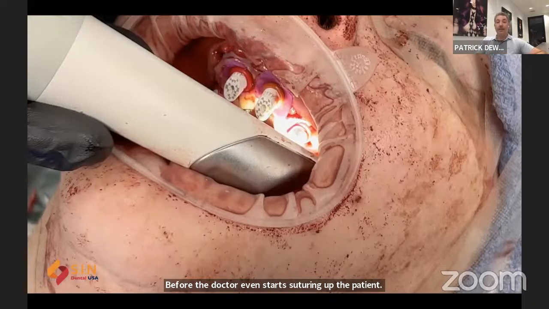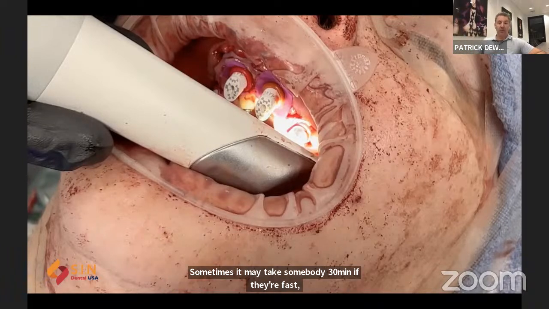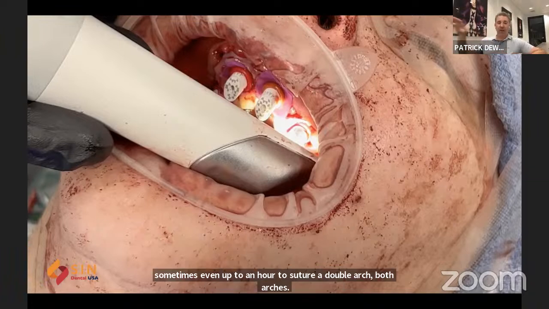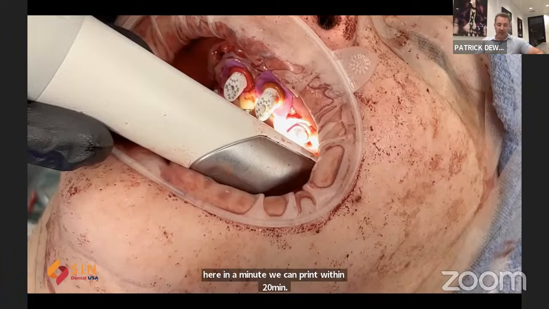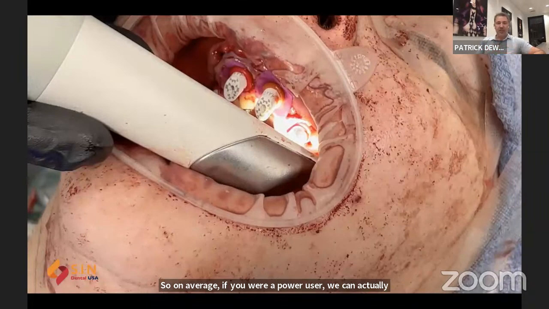Sometimes it may take somebody 30 minutes if they're fast, sometimes even up to an hour to suture a double arch, both arches. We can actually have those records on the design table so the digital team can start stitching all the files together in exocad. So by the time they're done suturing, we already have that restoration on the printer printing. And I'll show you here in a minute, we can print within 20 minutes. So on average, if you are a power user, we can have you delivering a beautiful set of teeth where everything's spot on within 1 hour from being done with placement of implants and multi-unit.